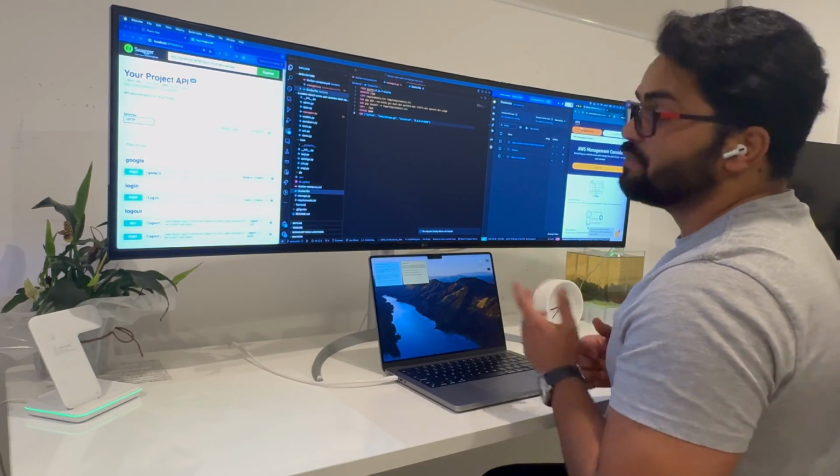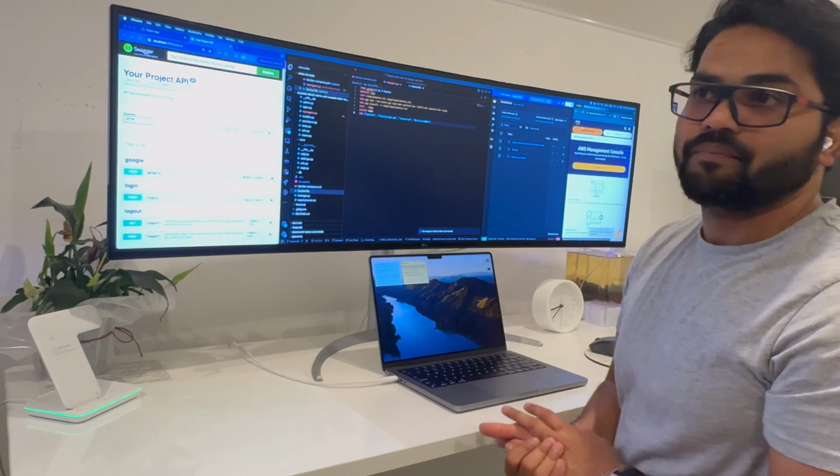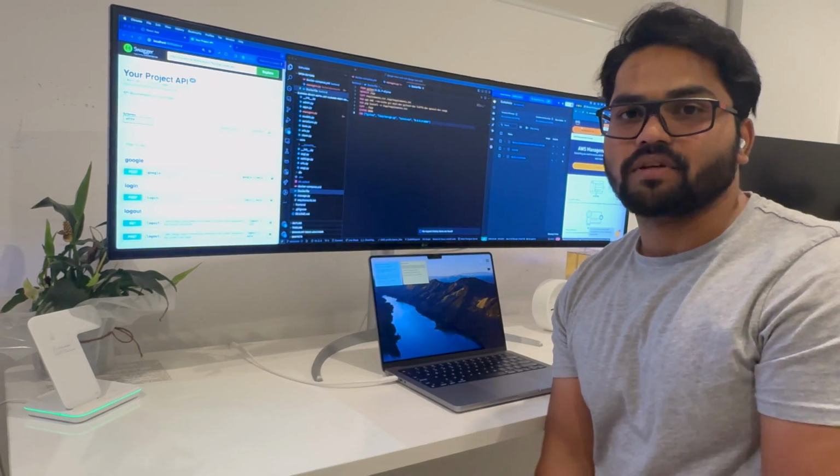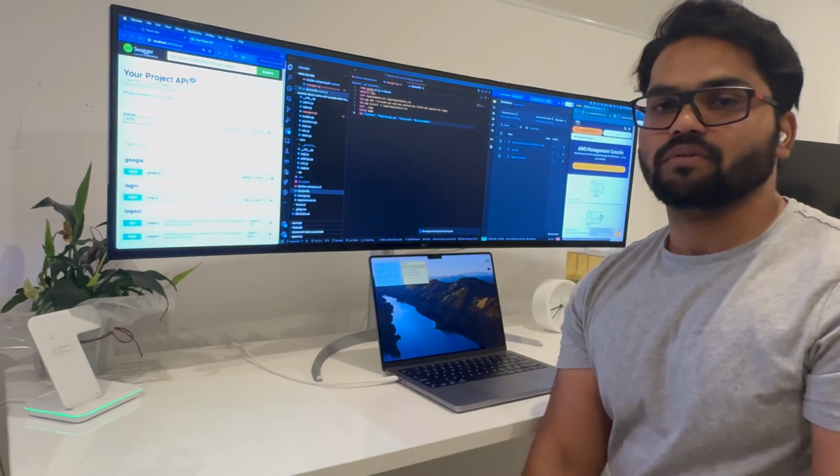So that being said, I love this monitor. If you want to invest, definitely you can invest in it, and then we are good to go.